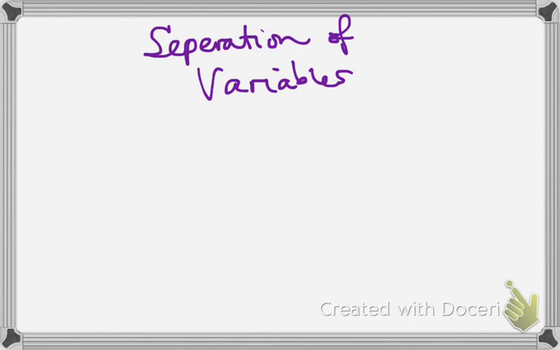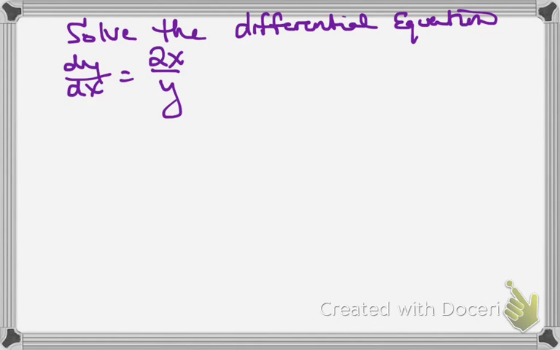This is a video on separation of variables. We're going to solve antiderivatives that have variables of two terms, like this one, 2x over y. So we want to solve the differential equation, dy dx equals 2x over y.